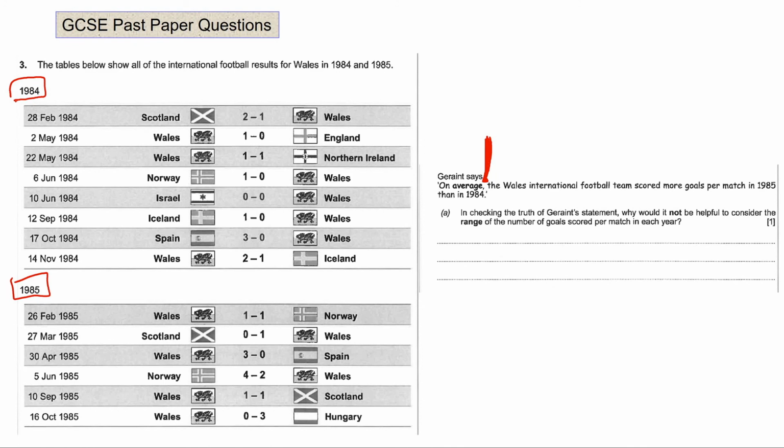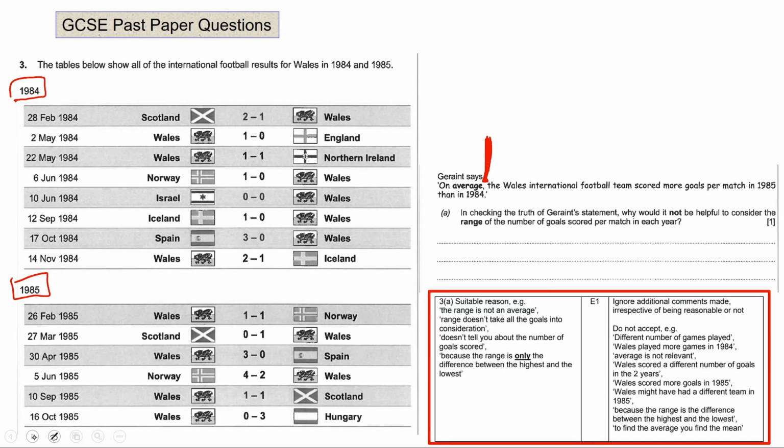Well, Geraint speaks about on average. He's saying on average. It wouldn't be any use to work out the range because we know that the range is not an average. Okay? And so here, this is a tick. Suitable reason, the range is not an average. Just for writing that down, you'd have had a mark. The range doesn't take all the goals into consideration. So a few different explanations here, but the one that I would definitely link to is the fact that we need to remember the range is not an average, and that will give you that mark. Okay, so please, please, please remember that for the range.